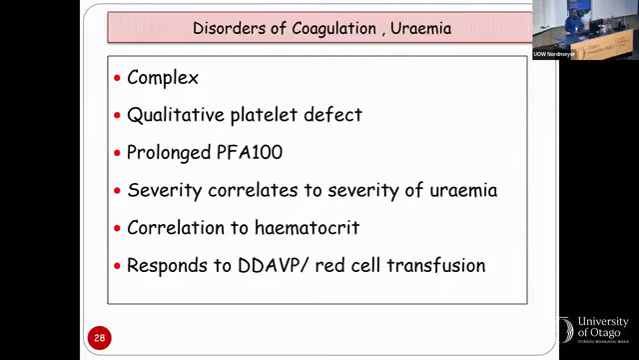Other coagulation disorders include things like uremia. The process is complicated. It leads to qualitative platelet defects, and so you see that when you do a platelet function test. The severity depends on the degree of uremia, of course.